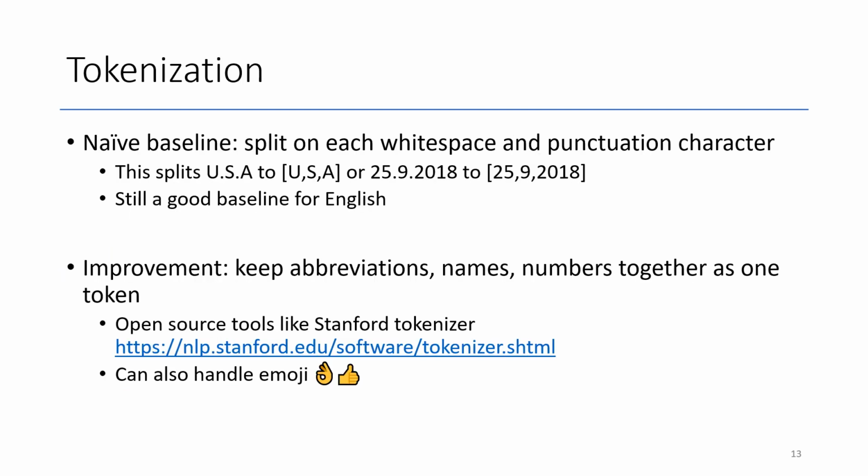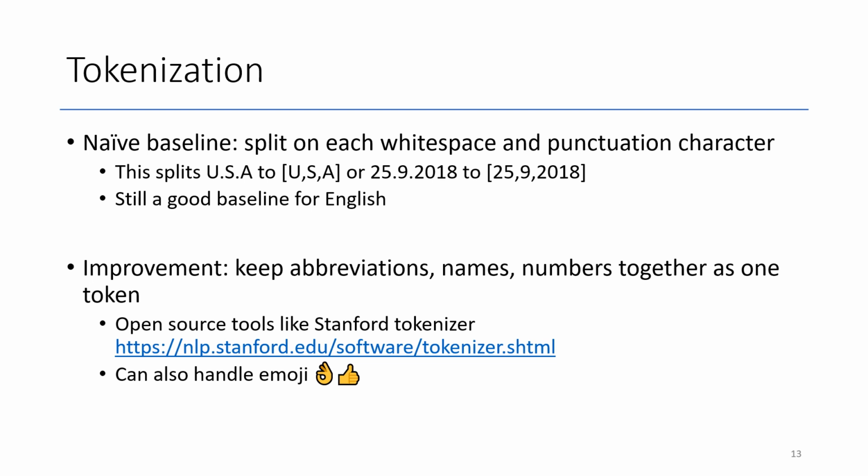Let's look at each of these steps in a bit more detail, starting with tokenization. A very naive baseline just splits on each white space and punctuation character. So for example, if you have something like USA, you would split that into 3 different terms, U, S, and A. Or if you have a date, you will also split that date into something that would be hard to recognize if you search for that exact date.